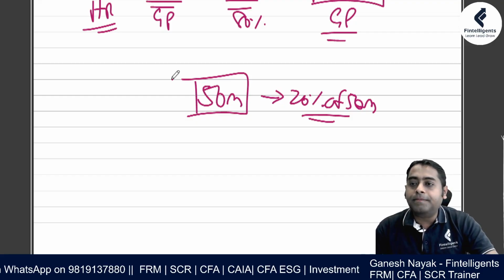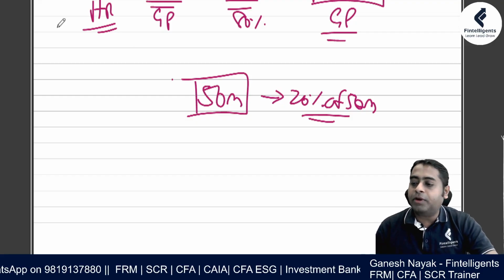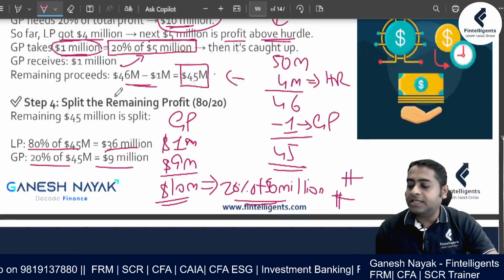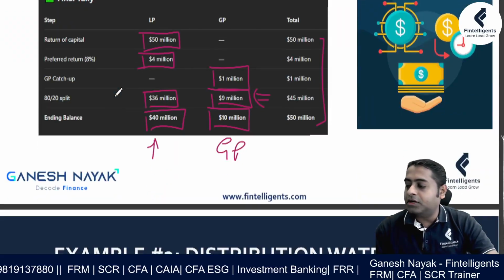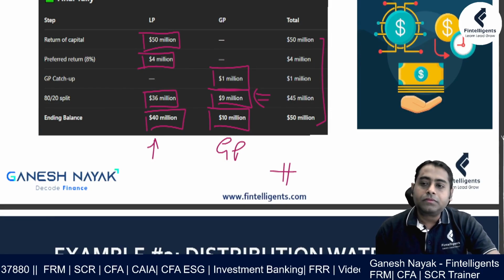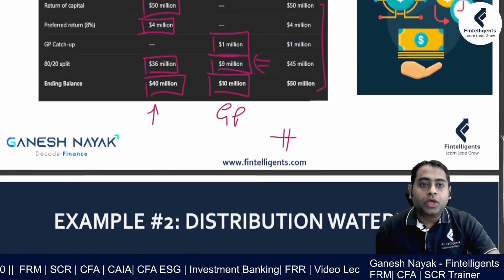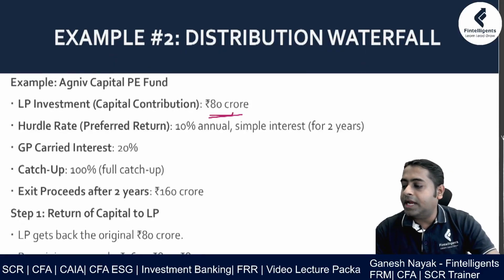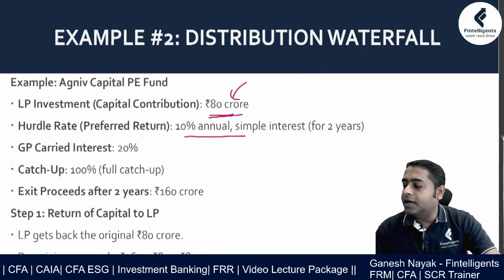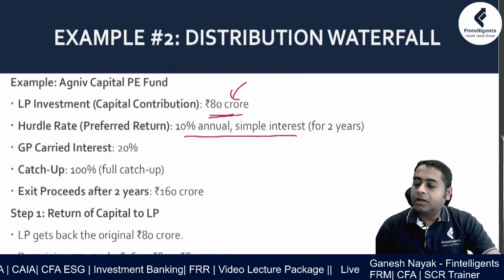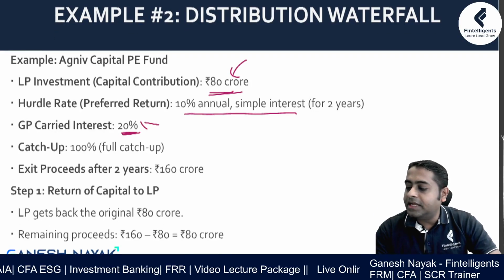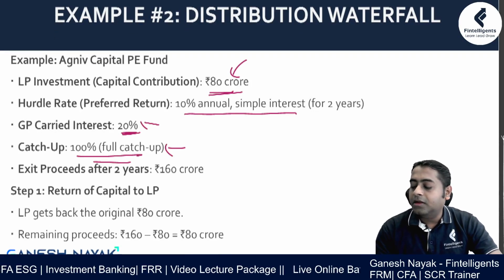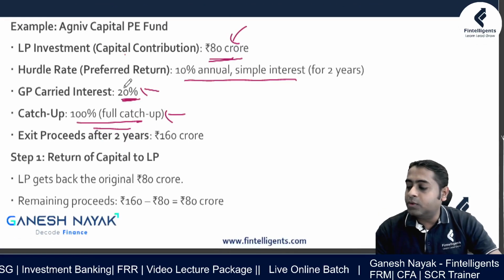There's one more example. Can I get a quick confirmation till this point so that I can start with the next example? Achha, we have already talked till this point, correct? Okay, look at one more example. LP has made an investment of around 80 crore rupees. Hurdle rate is 10%. Carried interest is 20%. Catch up is the entire 100%. Exit proceeds are 160 crore.